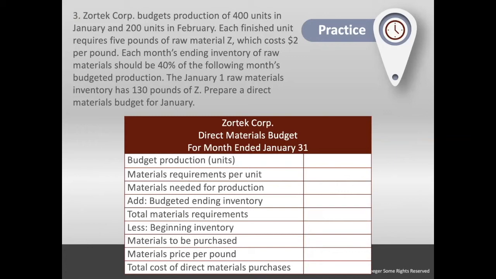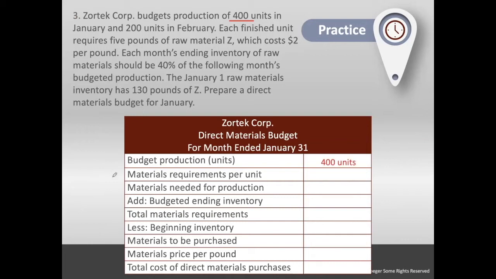I would say that out of all the budgets that we're going to be preparing, this one is probably the most complicated one. We begin using the budget production units. How many units do we need to produce for the month of January? Zortec budgets production of 400 units in January. The first line would be the 400 units.